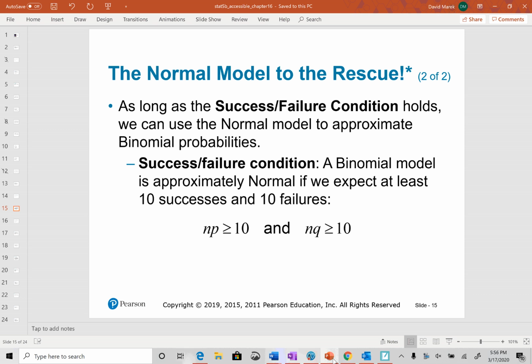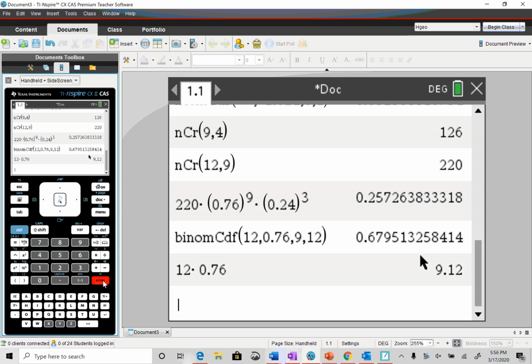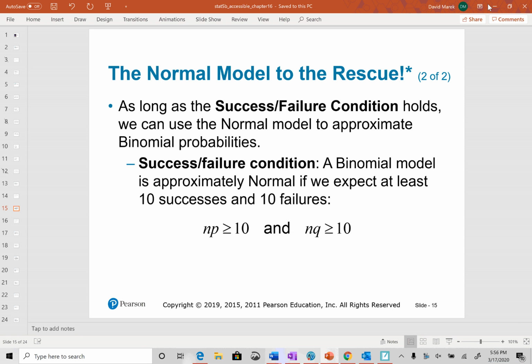So say we go back quickly to the previous one. Again, we were talking about 12 trials and a success rate of 0.76. Oh wait, that's not good enough. So you have to be careful here about which ones you're using this on.